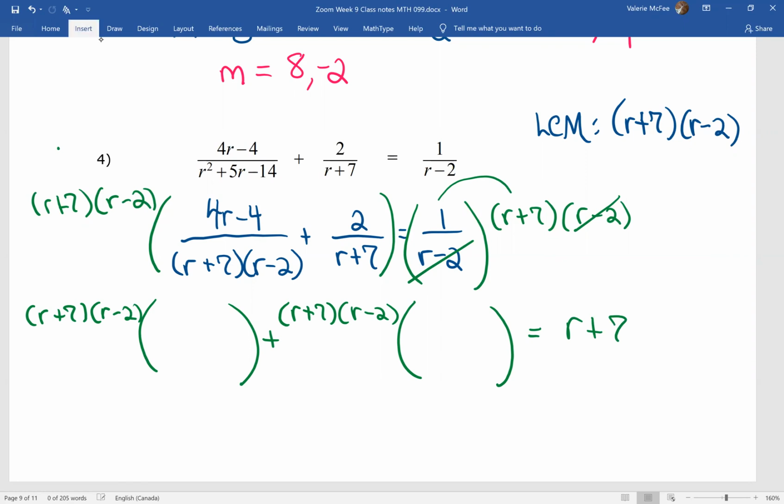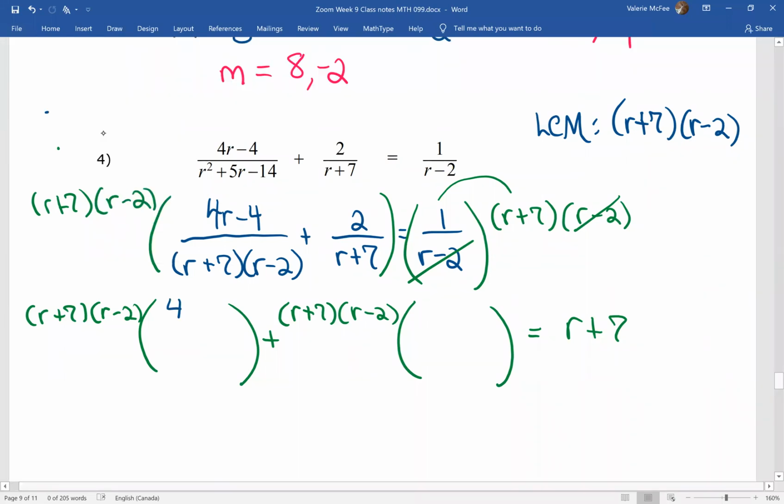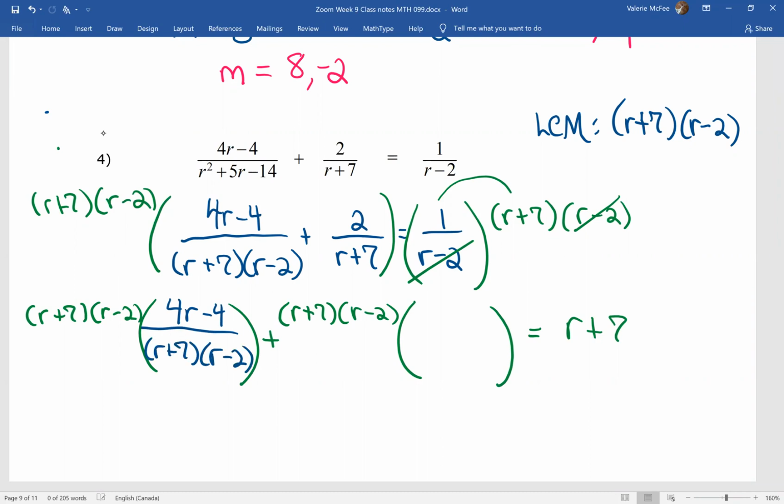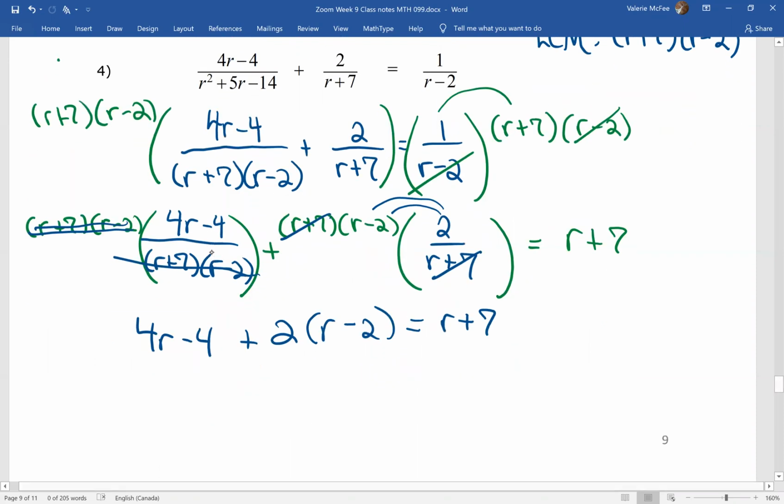So let's fill in the rest of that question. So here we have 4r minus 4 over r plus 7 times r minus 2, and here 2 over r plus 7. So you see, all of this divides out. We're left with 4r minus 4. Over here, r plus 7 divides out, and we're left with plus 2 times r minus 2 equals r plus 7. Let's simplify this right side.